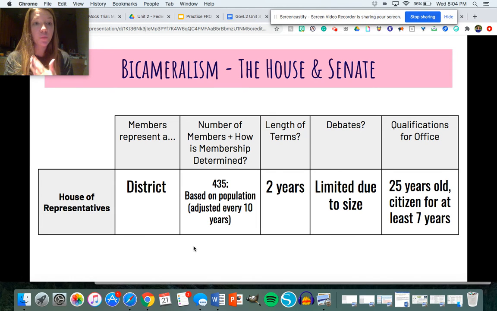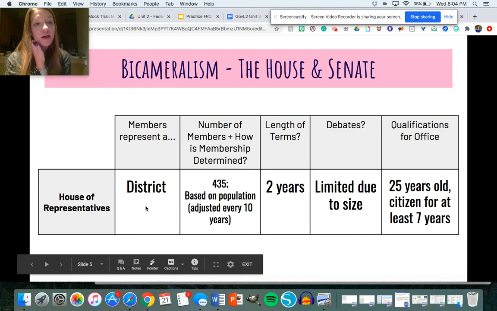Okay. Now, to be a member of the House of Representatives, you have to be at least 25 and be a citizen for at least 7 years prior to being elected. One thing to note is that you don't have to live in your district. You don't have to live as a representative in that district itself.